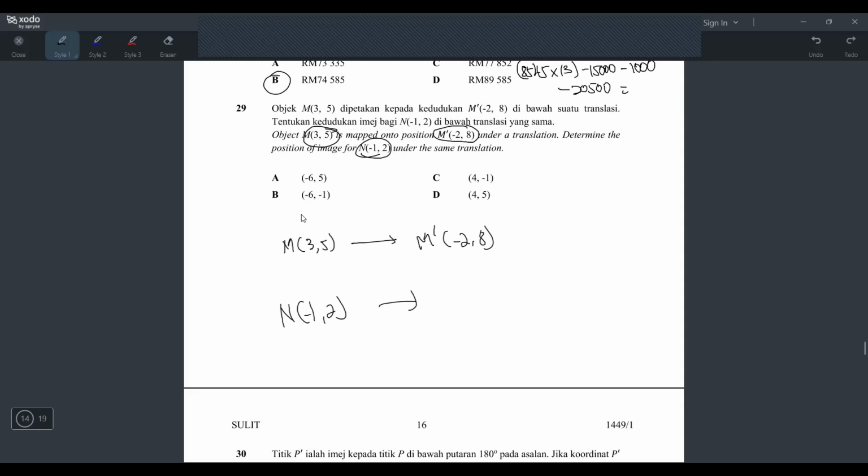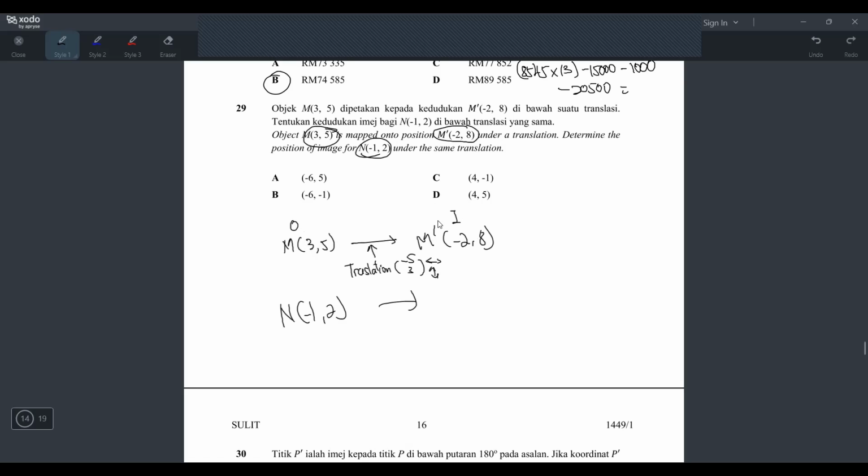Okay, first we need to determine from M to M prime, the translation is how many pergerakan kiri kanan and how many pergerakan atas bawah. So nombor atas is for you to write kiri kanan pergerakan, nombor bawah is atas bawah. Okay, actually there's another way to do it. If you don't want to kira the kotak, you can do it like this. Take this one. This is the image, right? This is the object, right? So it means this is the starting object. This one image is the ending. What you do is you can take image tolak object. So what you do is take negative 2 minus 3, negative 5 tulis atas, and then 8 minus 5, 3.